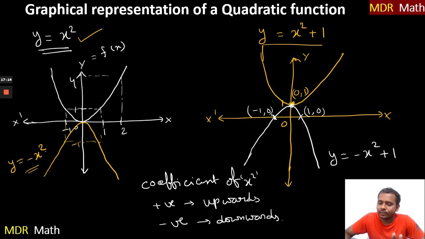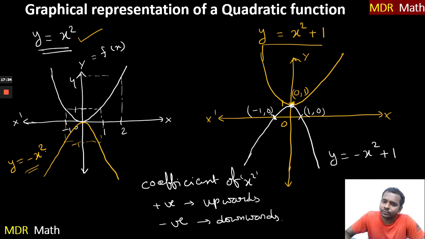So root means when y is equal to 0. Along the x-axis, y is 0. So when y is equal to 0, you will see the x-coordinate as the root of the equation.